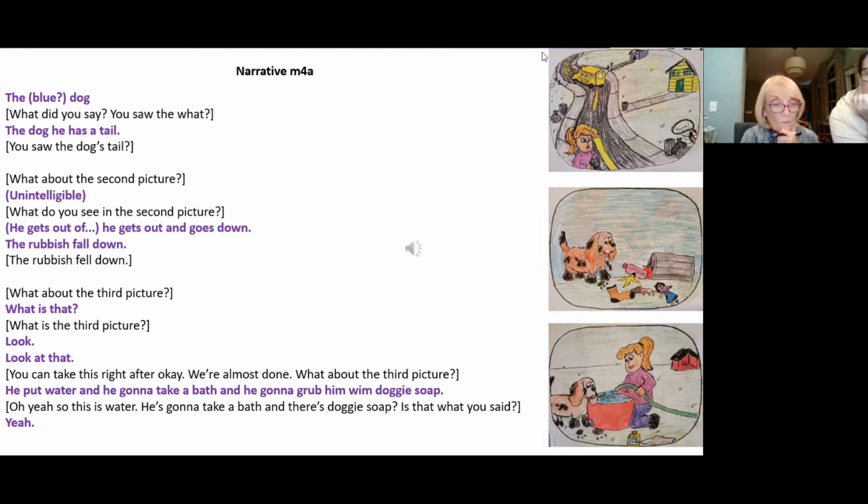What is the third picture? Okay, you can take this right after. Okay, we're almost done. What about the third picture? Oh, yeah, so this is water. He's gonna take a bath, and there's doggy soap. Is that what you said?